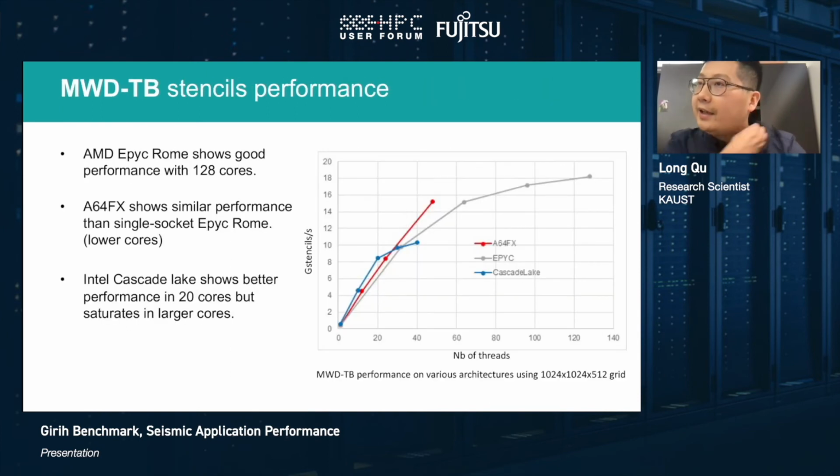As you can see, AMD EPYC Rome shows good performance with 128 cores. A64FX shows similar performance to single-socket EPYC Rome, but A64FX has only 48 cores compared to single-socket EPYC Rome, which has 64 cores. Intel Cascade Lake shows better performance with 20 cores, but saturates quickly with a larger number of cores due to the limitation of bandwidth.